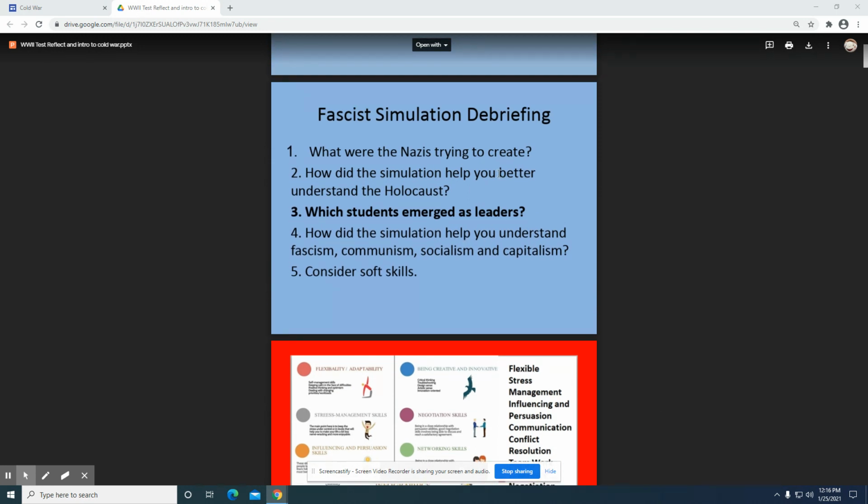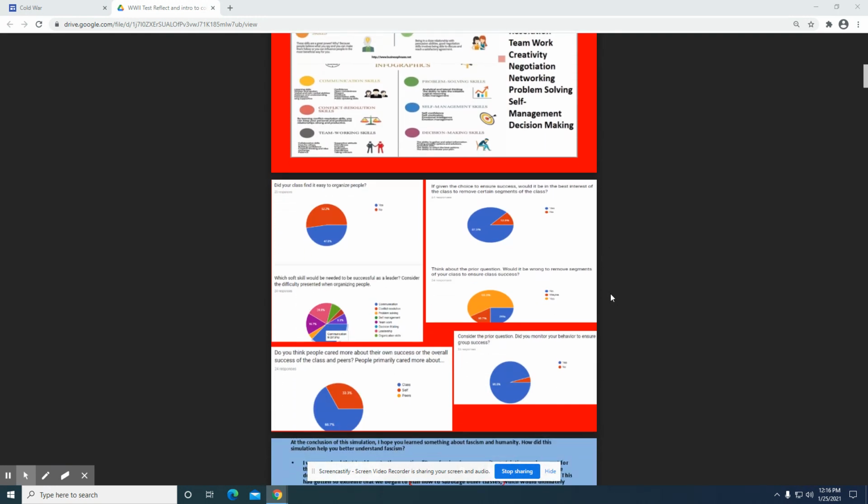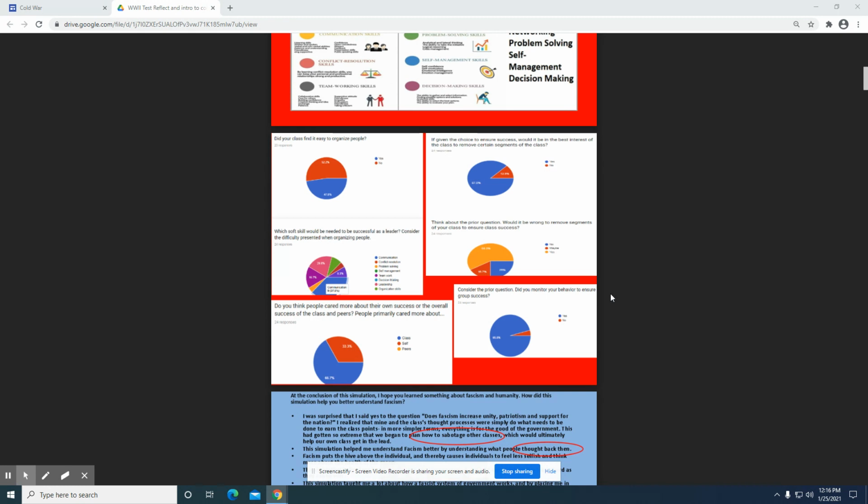Thinking about the questions here, not all about soft skills, but also about society and what the Nazis were trying to accomplish. So here's some of the data. Keep in mind, this is from a prior year, so data from your year will probably be addressed in class. So here you see some of the specifics to this particular class.